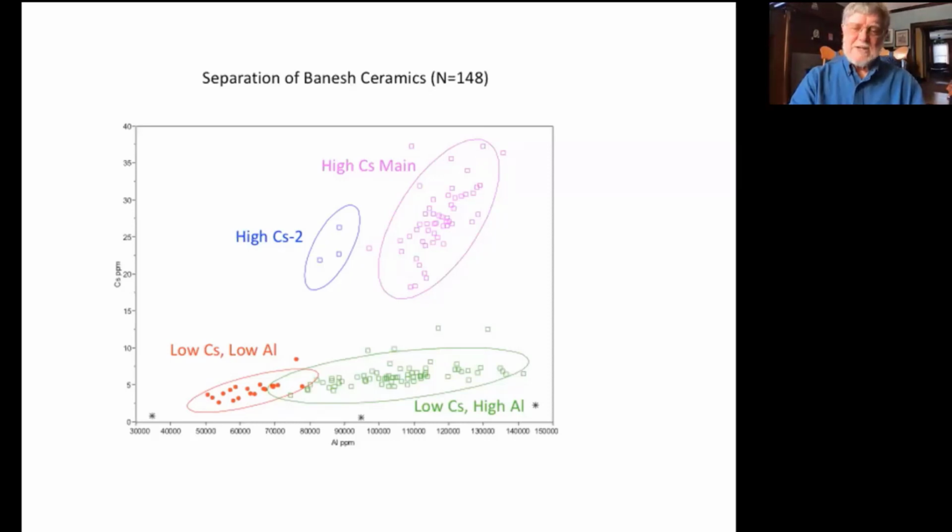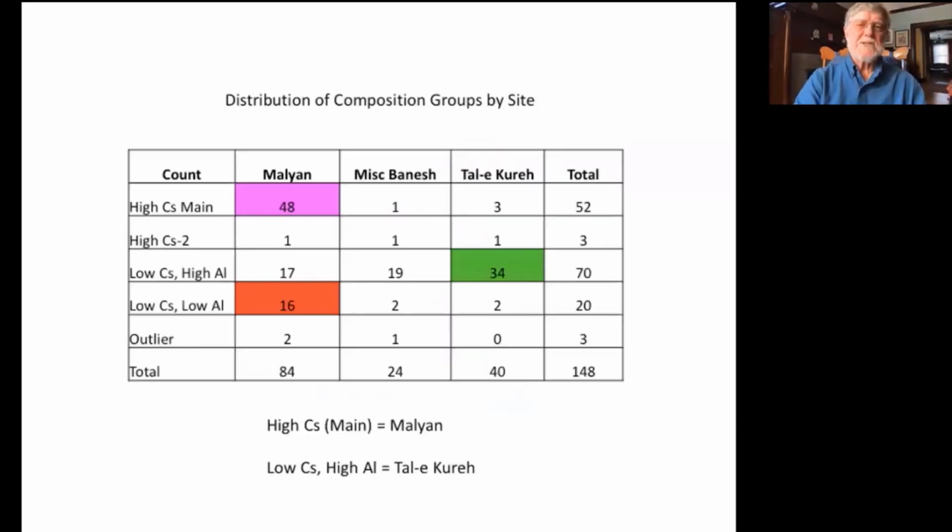And here's the figure that I think is significant. Those composition groups have a very distinctive pattern. From Malian, the high cesium group, 48 out of 52 high cesium sherds are found at Malian. The low cesium, low aluminum group, 16 out of 20 are at Malian. There's a real concentration of those two ceramic composition groups, and significantly, they're at Malian and not at other places.